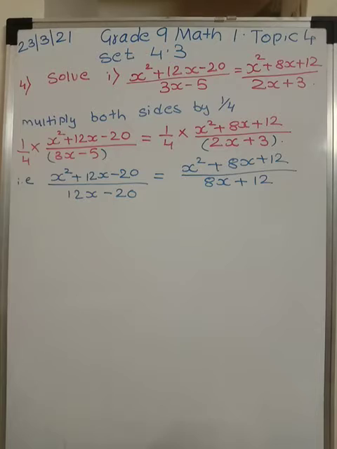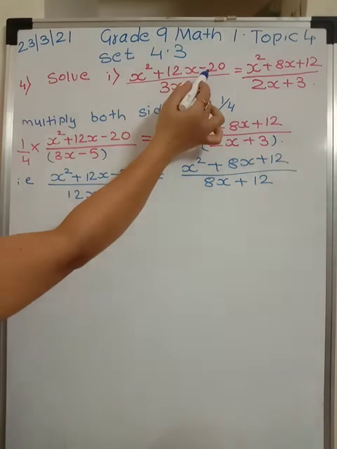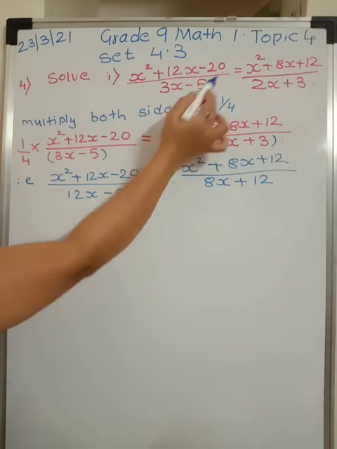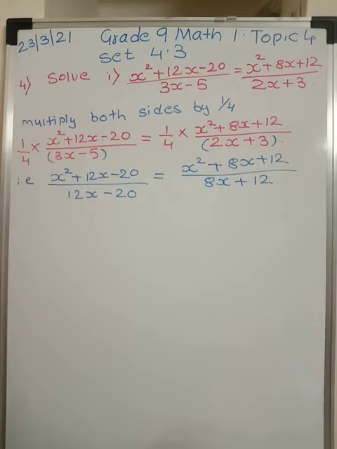Now look at the fourth problem. (x² + 12x - 20)/(3x - 5) = (x² + 8x + 12)/(2x + 3). The question says solve the following equations. Solving means finding the value of x.